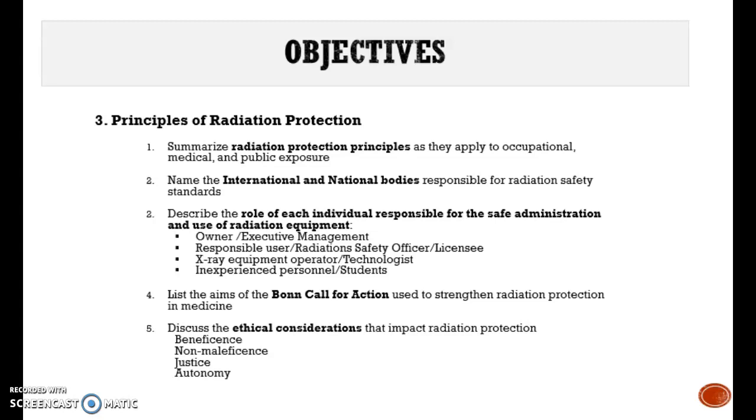We're going to name international and national bodies responsible for safety. We're going to describe the role of each individual member and their responsibility. And we're going to list the Bonn Call for Action aims. There are 10 of them. And we're going to discuss those. And we're also going to discuss ethical considerations that impact radiation protection.